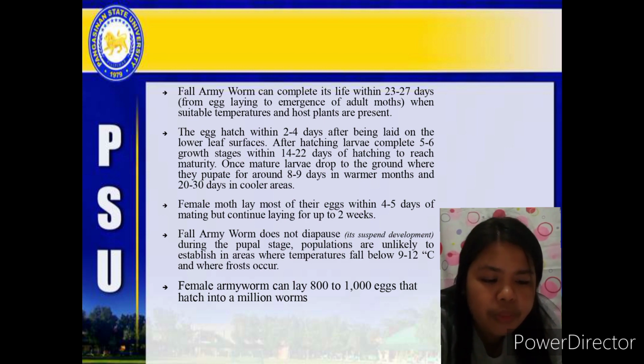Next, female moths lay most of their eggs within 4 to 5 days of mating but continue laying for up to 2 weeks. Fall armyworms do not diapause. During the pupal stage, populations are unlikely to establish in areas where temperatures fall below 9 to 12 degrees Celsius and where frosts occur. A female armyworm can lay 800 to 1,000 eggs that hatch into millions of worms.